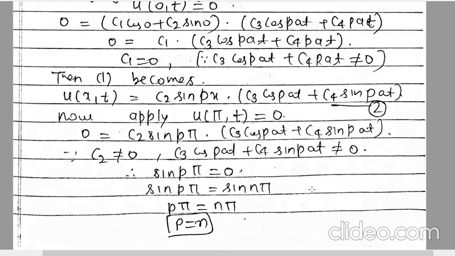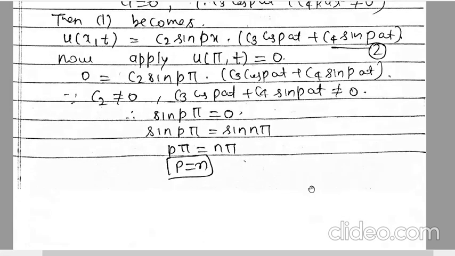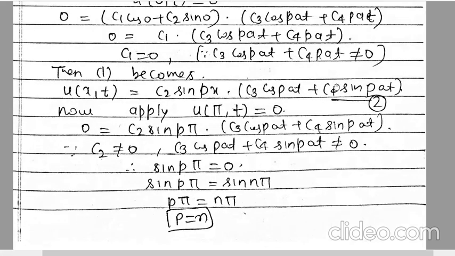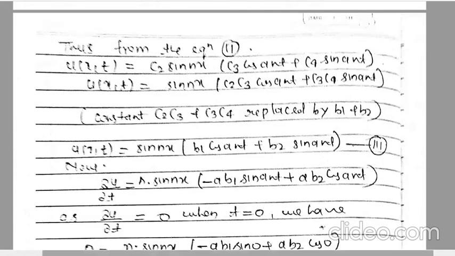Right? So we are getting the value of p. Now put the value of p in equation second. So your equation second will be u(x,t) = c2 sin nx (c3 cos ant + c4 sin ant). Your second solution will be like this. Now u(x,t) = sin nx, c2 is multiplying inside the bracket, so we are getting this one. Now constants c2c3 and c2c4 are replaced by b1 and b2.